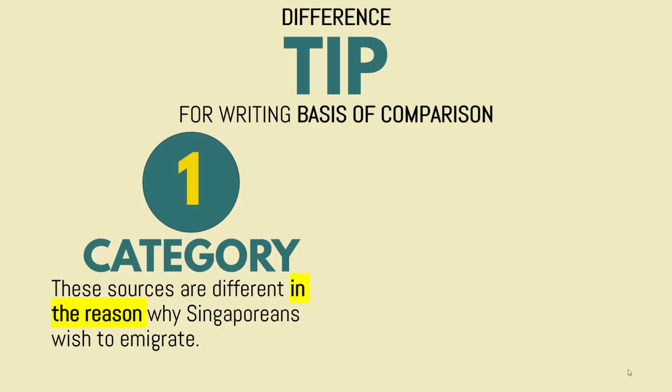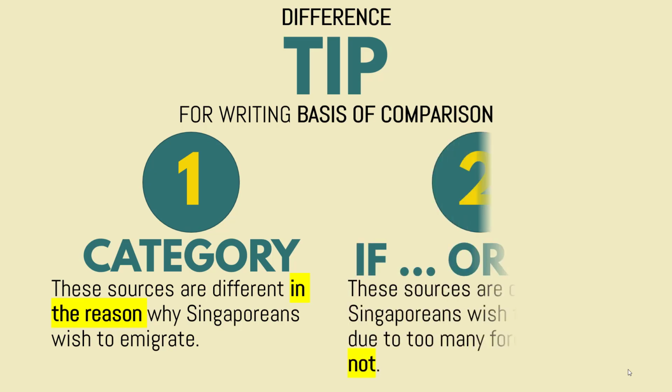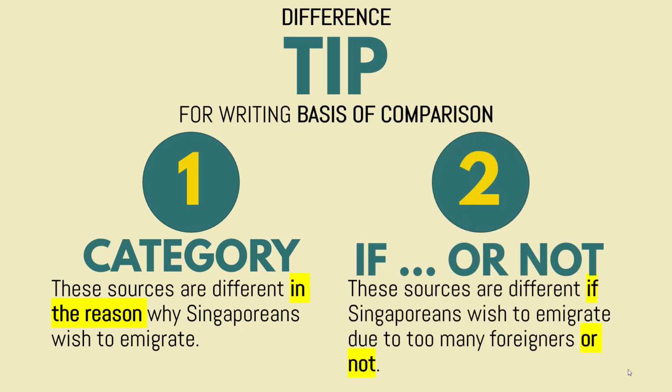A tip for writing a basis of comparison for difference: what you need to write for the basis of comparison, which is your point. One way is to show the category. That means that you tell me the reason why Singaporeans wish to emigrate. The other one, which I will suggest now, is the number 2, the if or not structure. When you say these sources are different in if Singaporeans wish to emigrate due to too many foreigners or not. You notice the keywords there are if and or not. So you put a sentence there, but you add the if, then or not, which later you will go on to explain. So these are 2 ways that you can write the basis of comparison. For difference, if you can write that way, this will not be wasted.